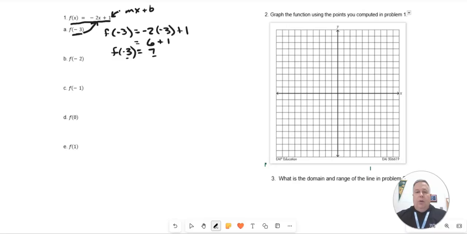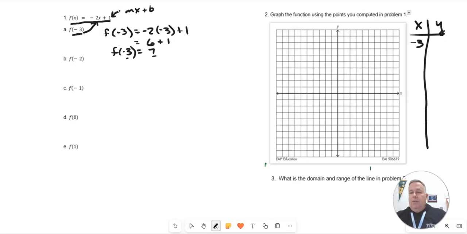So if I were to draw an xy table, let me do that over here. I'll draw a line down as best I can. When x equals -3, y equals 7. Why don't you go ahead and pause the video, solve for B, C, D, and E over here on this side. Then come on back when you're done, hit play, and we'll talk our way through this. Go ahead and pause.